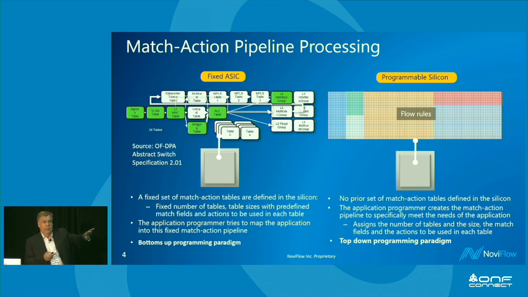If an application programmer could use a fixed ASIC, they should just have gone ahead, right? But if the application didn't fit, that's when Noviflow was able to provide value.